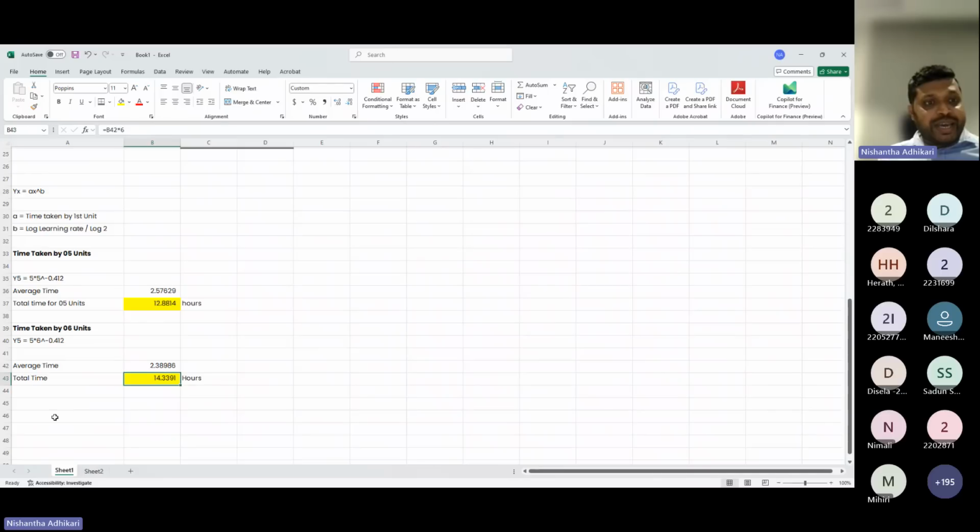Then what is the incremental time? Therefore, the total time taken by the 6th unit you can calculate: total time if you produced 6 units minus total time taken by 5 units, it will be the answer, 1.4577 again. You can see the answer. Then I'll go back to the answer and show it to you.